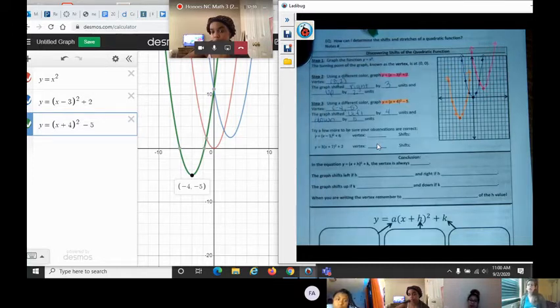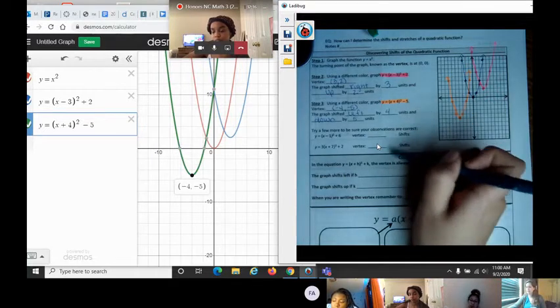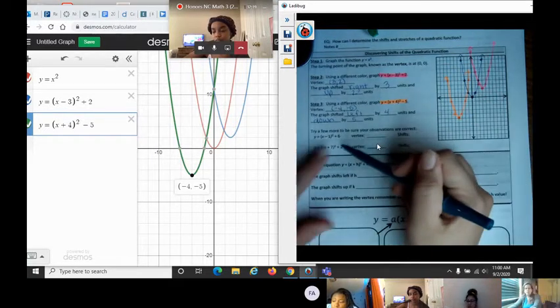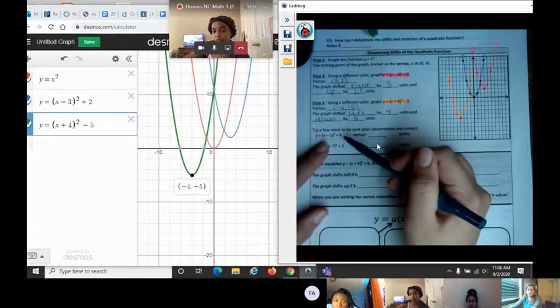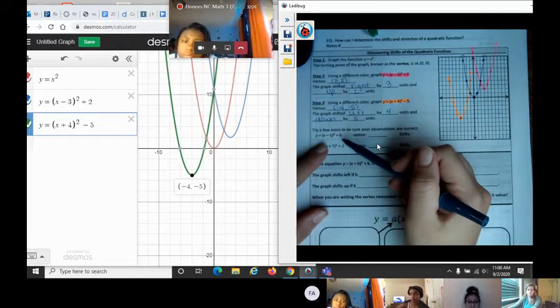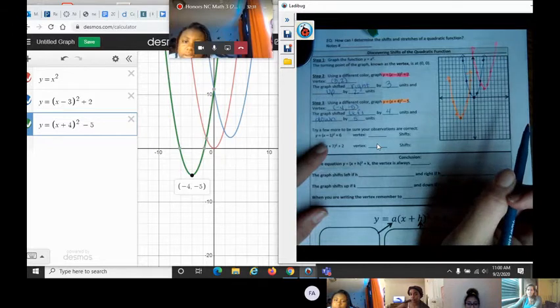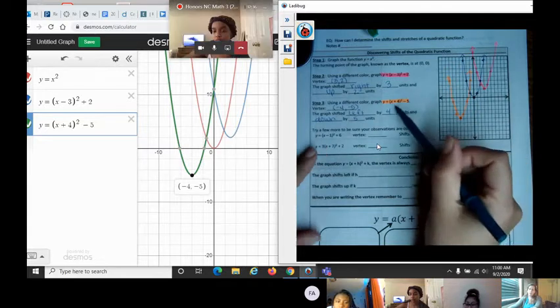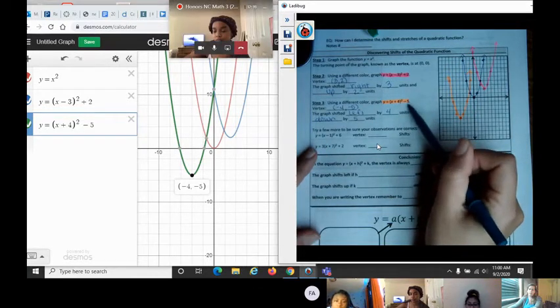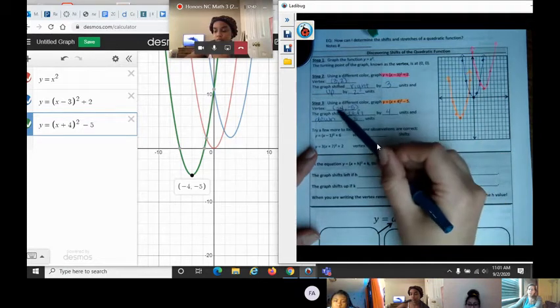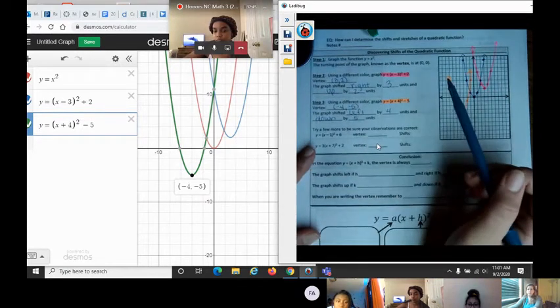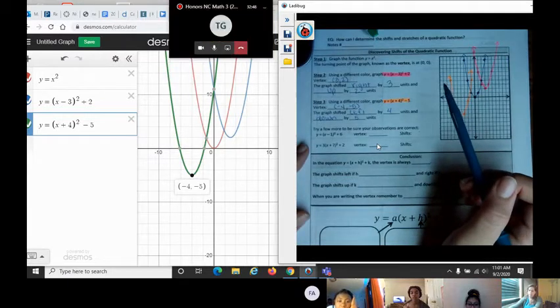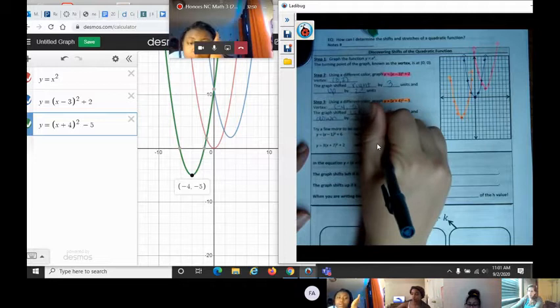Okay, it says to try a few more and get your observations, and then it asks you for the vertex of each one and the shifts. What do you guys think it's going to be here? What is our vertex going to be for this one? So for example, in our orange one, we had +4 and -5 in our function, and that corresponded to a vertex of -4 and -5. So would it be +1, -6? Perfect. +1, -6.